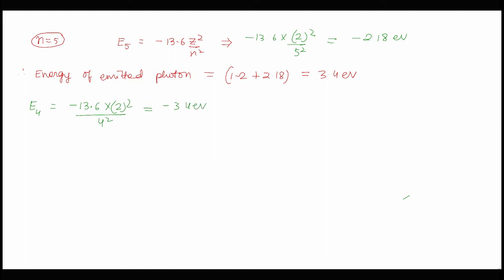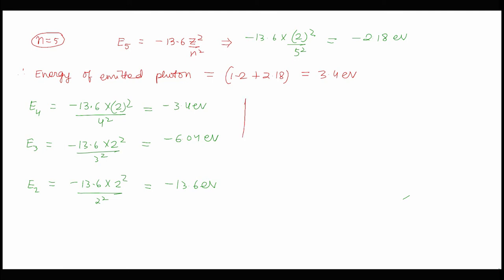Energy corresponding to n equal to 3 can be calculated as minus 13.6 into 2 squared by 3 square, and the value is equal to minus 6.04 electron volt. And then we are calculating energy equivalent to E2, which is equal to minus 13.6 into Z square by n square, and the value is equivalent to minus 13.6 electron volt. So now there are possible transitions which can take place. So now we are calculating the energy corresponding to the possible transitions.